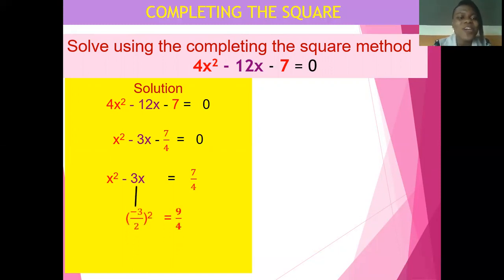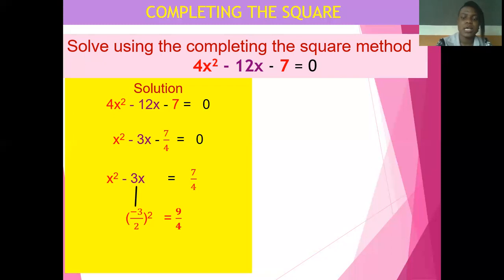So minus 3 over 2 all square. Of course, when you square a minus, it becomes plus. So minus 3 over 2 all square is 9 over 4. So 9 over 4 is our magic number. So what do we do with this magic number? We're going to add that magic number to both sides.